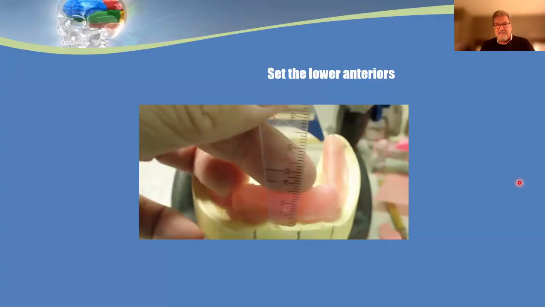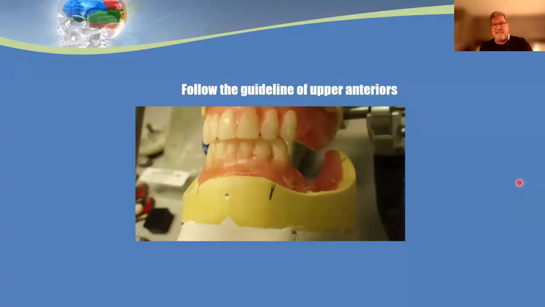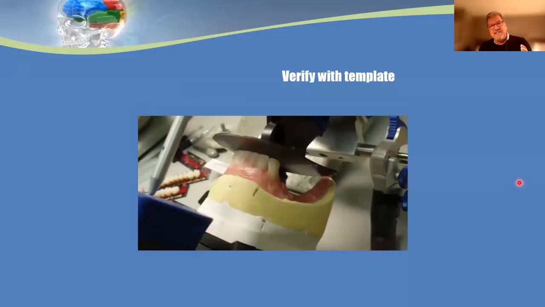And now I'm setting my lower anteriors, 18 millimeters. So I have my upper and lower anteriors set, and now I'm ready to use the template. So I attach this upper template. This is an RTEX articulator, and I attach the upper template. This is going to give me my Curve of Spee and Curve of Wilson.